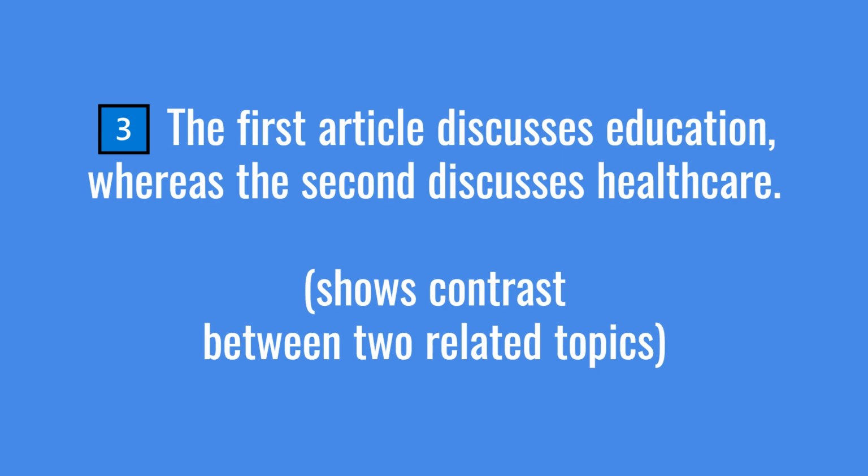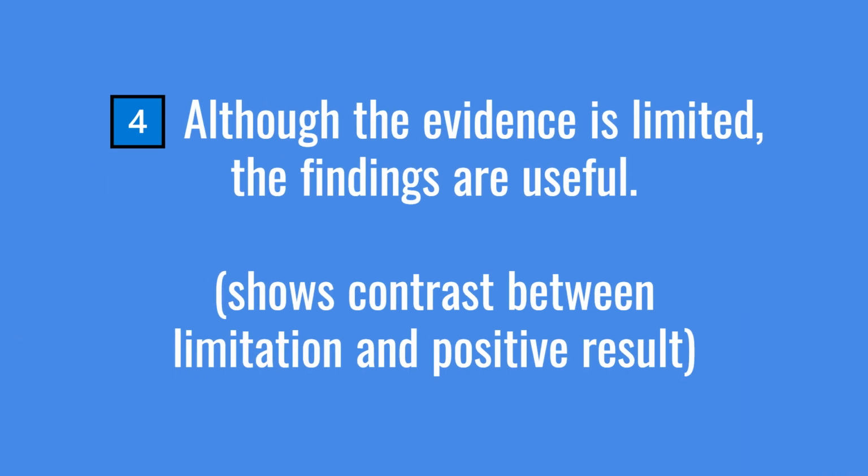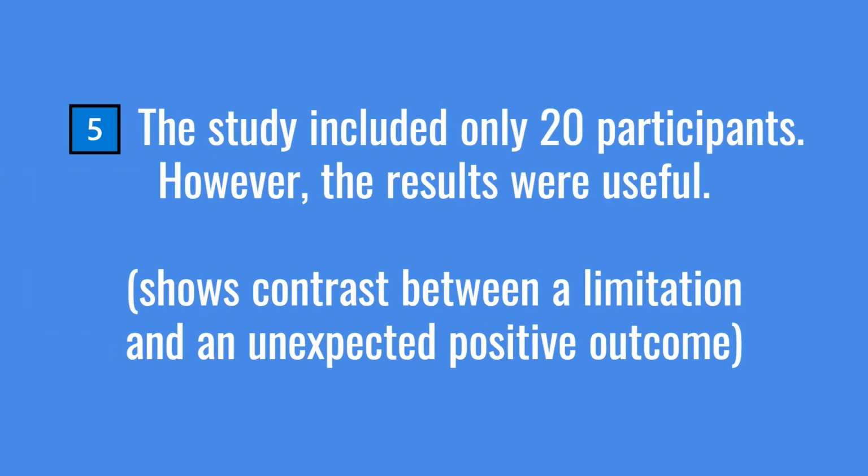Number 3. The first article discusses education, whereas the second discusses healthcare. This shows contrast between two related topics. Number 4. Although the evidence is limited, the findings are useful. This shows contrast between limitation and positive result. And finally, number 5. The study included only 20 participants. However, the results were useful. This shows a contrast between a limitation and an unexpected positive outcome.